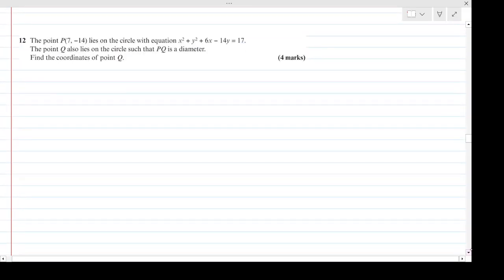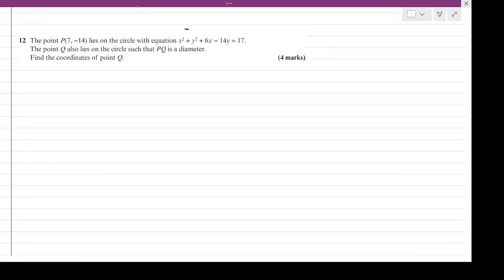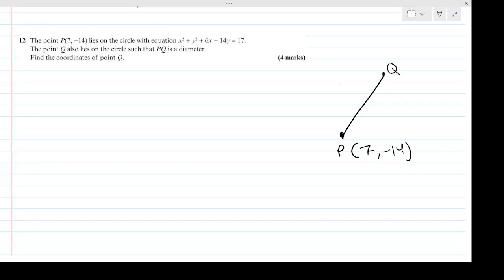The point P, 7, minus 14, lies on the circle with this equation. Okay, so think about how we're going to deal with that. Complete the square. The point Q also lies on the circle such that PQ is a diameter. So if you're given a diameter PQ, let's just draw the line PQ. Point there, that'll be P. We're given P to be 7, minus 14. And Q, we're not given anything about Q just yet. We're only given that Q's on the circle.